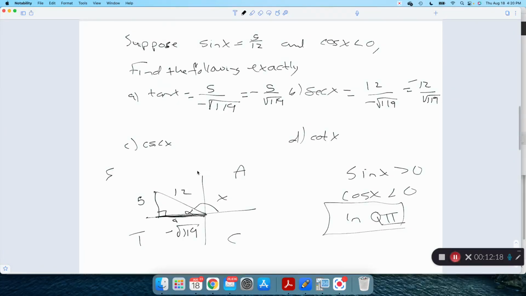Okay. Cosecant. Cosecant is just 1 over sine. It's just sine flipped over. I don't have to do any math. Just take sine and flip it over. 12 over 5. I'm done. Cotangent. It's just tangent flipped over. I'm just going to take tangent there and flip him over. Negative root 119 over 5. Okay, and that's a good place to stop.